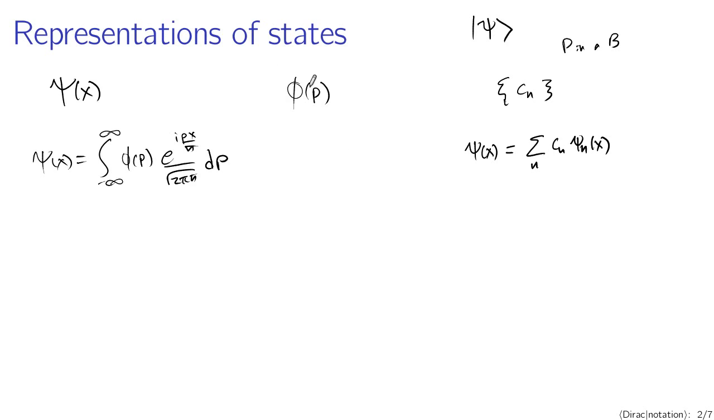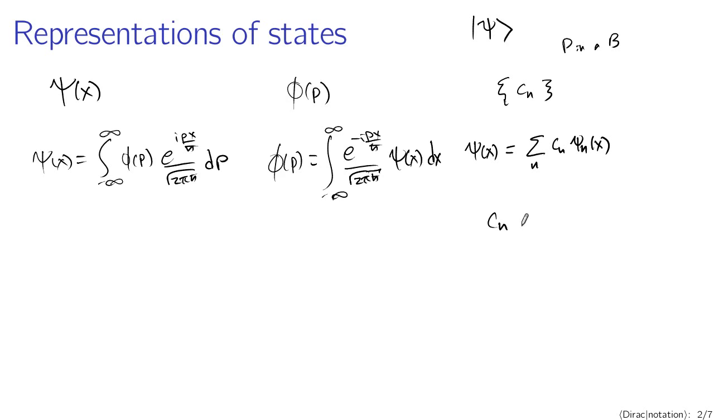You can also go back, finding phi of p from psi of x. For instance, phi of p is going to be equal to the integral from minus infinity to infinity of e to the minus i p x over h bar divided by root 2 pi h bar, multiplied by psi of x, and this is going to be an integral dx. So given these various representations, I can convert from one to the other. If I had the general quantum mechanical state, I could go from it to any of these representations fairly easily.